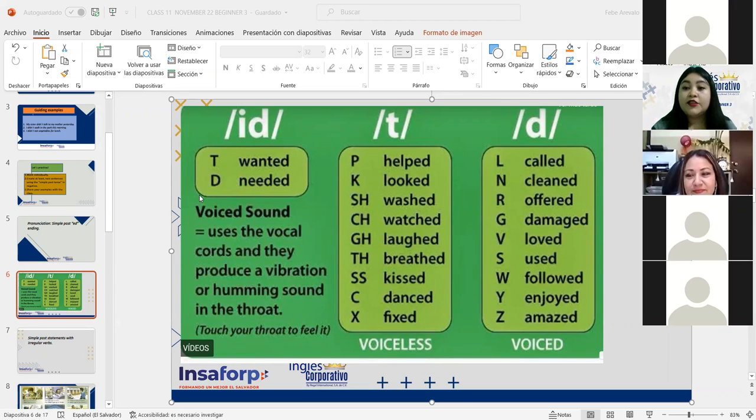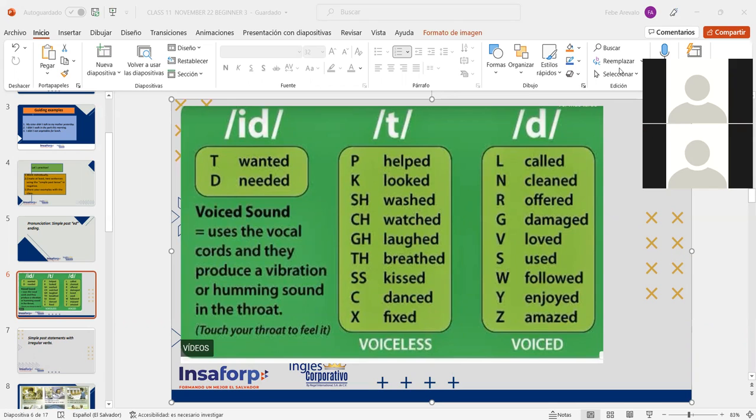Let's go with Gloria Mena. Action, Gloria. Want, need, help, look, wash, watch, love, breathe, kiss, dance, fix, call, clean, offer, damage, love, use, follow, enjoy, amaze. All right. Amazed. Mm-hmm. Excellent. Repeat after me, Gloria, please. Followed. This one. Followed. Right? Excellent. Followed. Thank you. There you go. Excellent. Thank you.